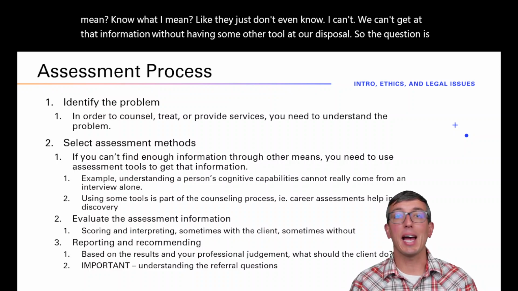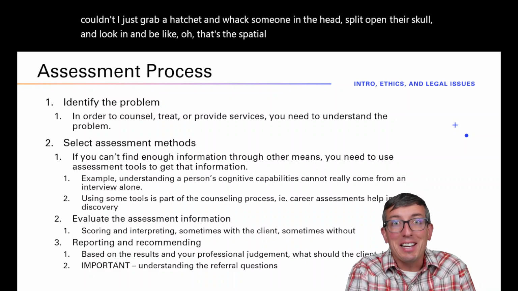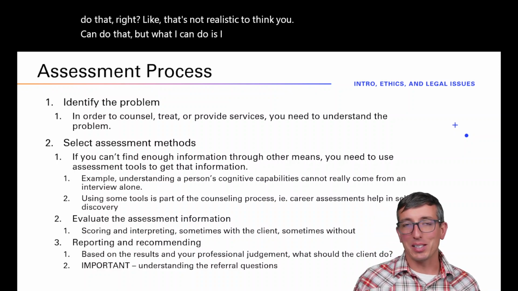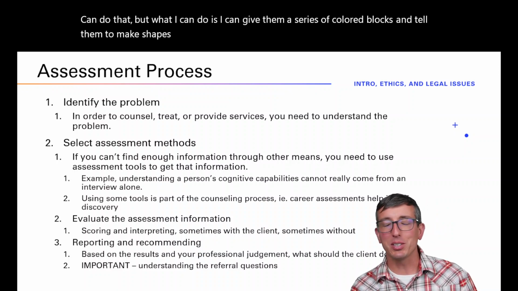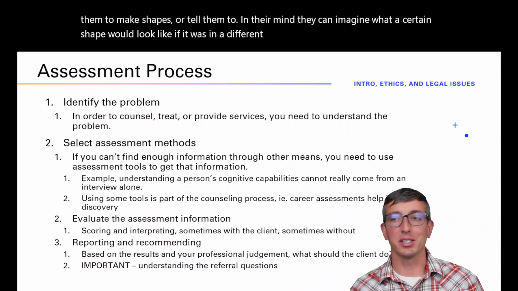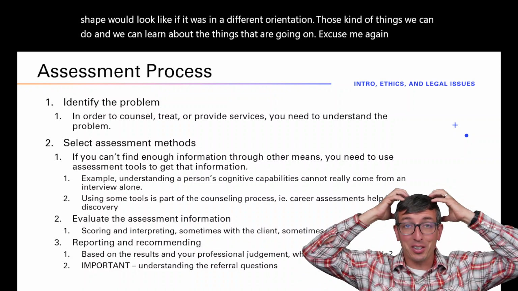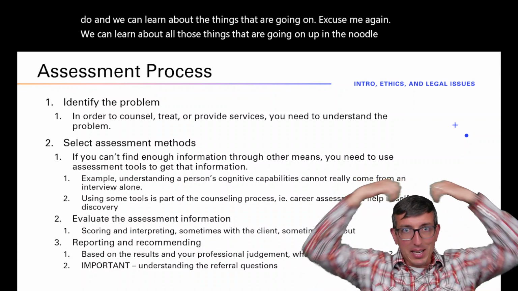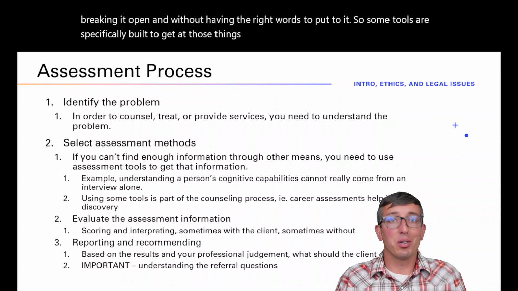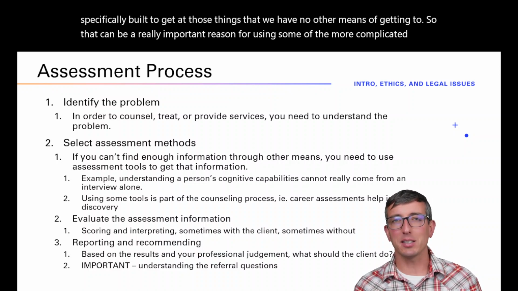So the question is, couldn't I just grab a hatchet and whack someone in the head, split open their skull, and look in and be like, oh, that's the spatial reasoning, I see it now? Well, you can't do that, right? That's not realistic. But what I can do is give them a series of colored blocks and tell them to make shapes, or tell them to imagine in their mind what a certain shape would look like in a different orientation. Those kinds of things we can do. Excuse me. We can learn about all those things that are going on up in the noodle without breaking it open and without having the right words to put to it. So some tools are specifically built to get at those things that we have no other means of getting to. That can be a really important reason for using some of the more complicated standardized testing tools.